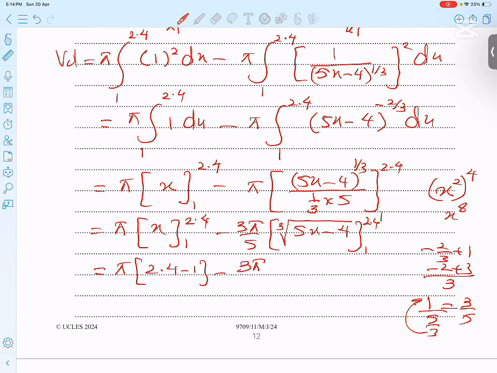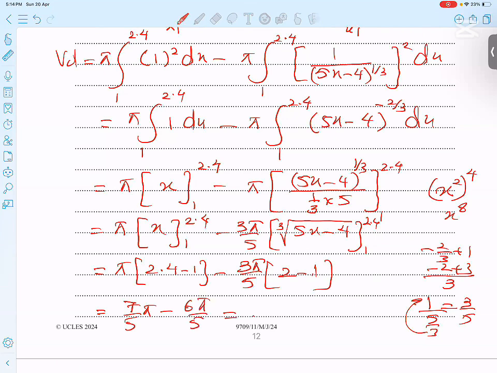Okay, here same story. When I plug in the upper limit 2.4 here, let me check in the calculator, cube root of 5 times 2.4 minus 4. I'm getting here 2. And when I plug in 1 here, the cube root of 1 is 1. And students, this 2.4 minus 1.4 into pi, I get in fraction form 7 over 5 pi. And here I got 6 pi over 5.